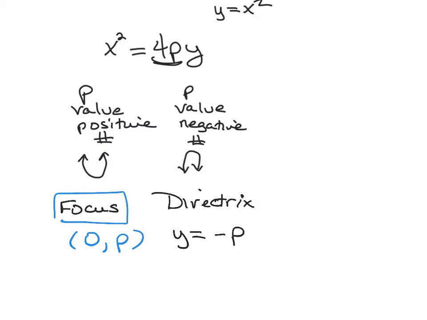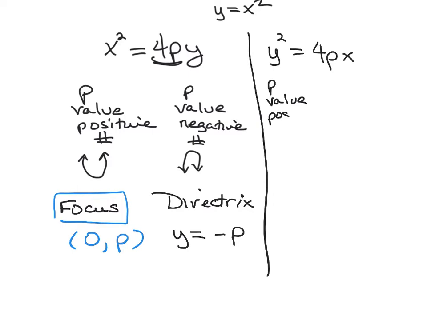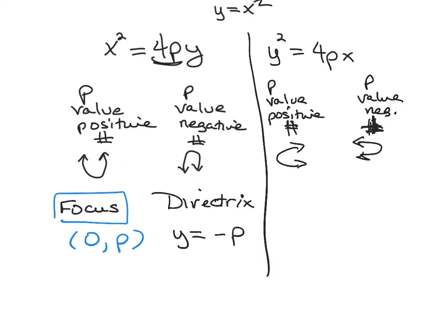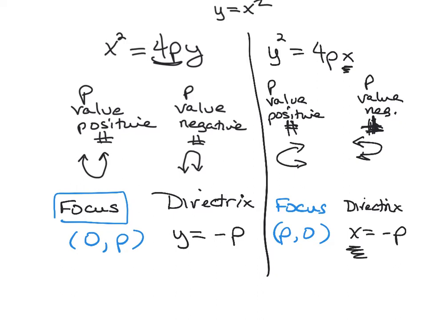Now we're going to do the other one, and that'll give us the graph that's a C shape. So when your y is the squared variable, and if your p-value is positive, then your graph looks like a C. If the p-value is a negative number, then it's a backwards C. This time, our axis of symmetry, or axis of the parabola, is going to be the x-axis. So our focus point is going to be p, 0, because it's on the x-axis. Our directrix equation is going to be x equals the opposite of p. And this x is the non-squared variable up here. That's how you can keep things straight.